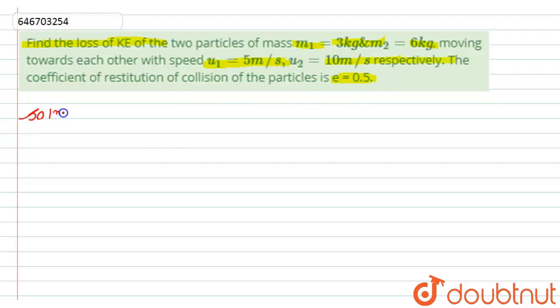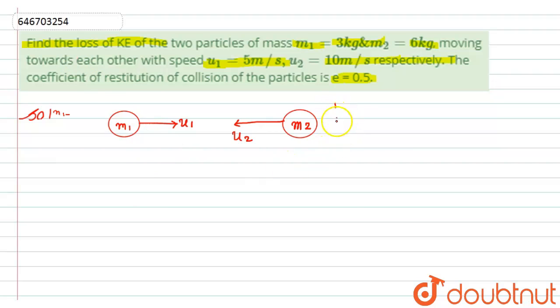So here we need to find the loss in kinetic energy when these two particles collide with each other. Let's suppose we have two particles m1 and m2. Let this be m1 going with initial velocity u1 in this direction, and this is m2 going with an initial velocity u2 in this direction. Now they are colliding, and due to collision there is a loss of kinetic energy, so that loss we have to find here.